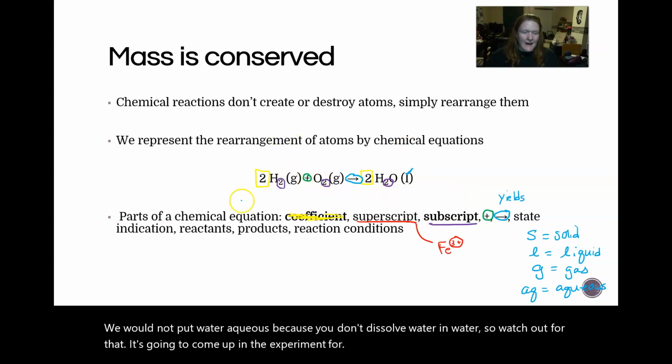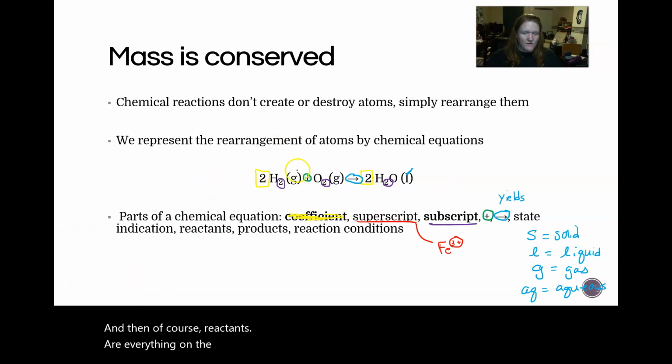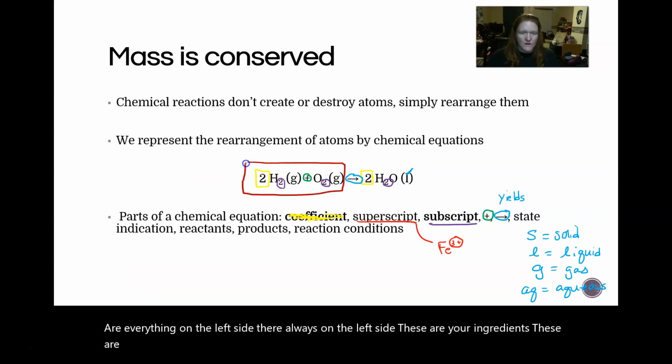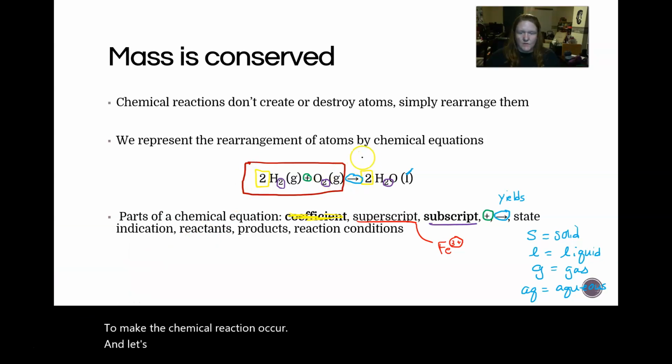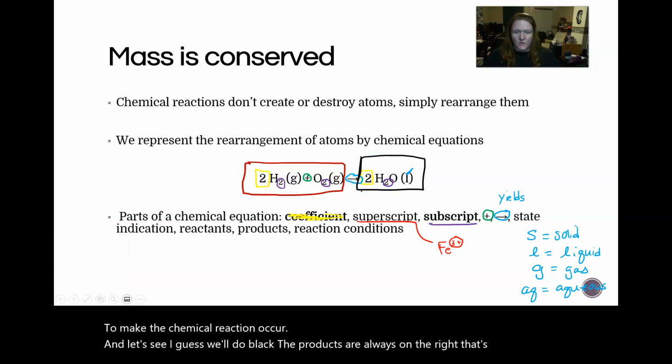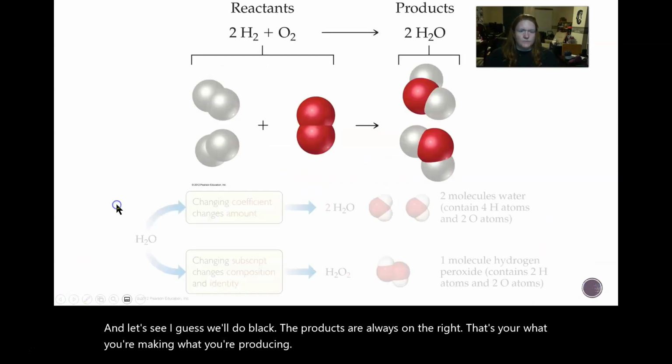And then of course reactants are everything on the left side. They're always on the left side. These are your ingredients. These are the things you put together to make the chemical reaction occur. And, let's see, I guess we'll do black. The products are always on the right. That's what you're making, what you're producing. Okay. All right, so that's a quick review.